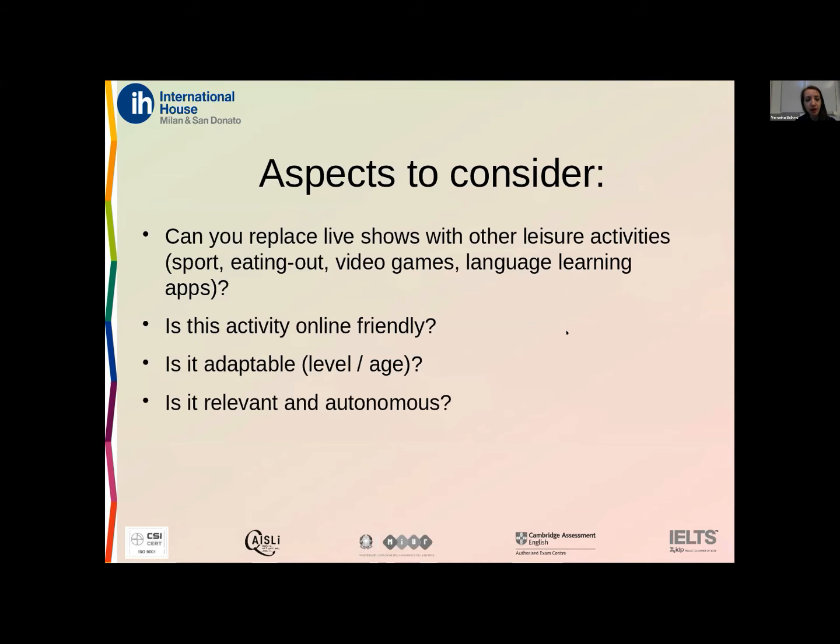Okay. Is it relevant and autonomous? Well, it is relevant if you pick your students' interests, right? And of course, it's autonomous because there is no teacher involved, really. You're just going to monitor your students to make sure that they are doing the right job. So it is autonomous. They're going to work as part of a team. Okay. Will your students find it enjoyable? I hope so.